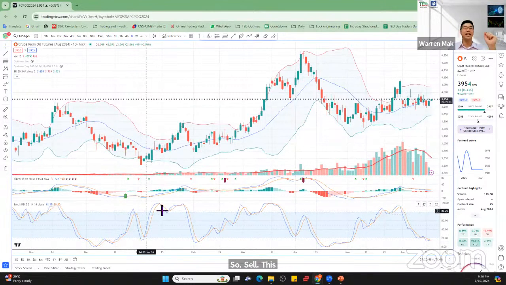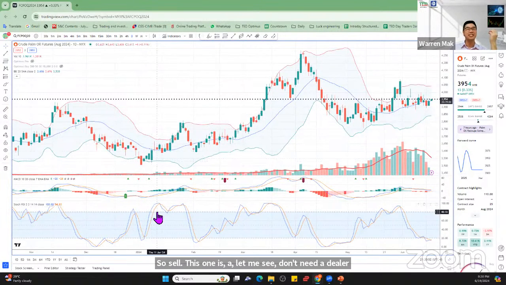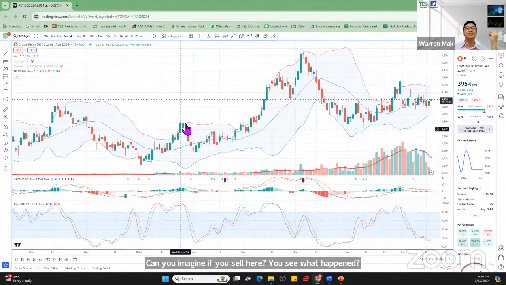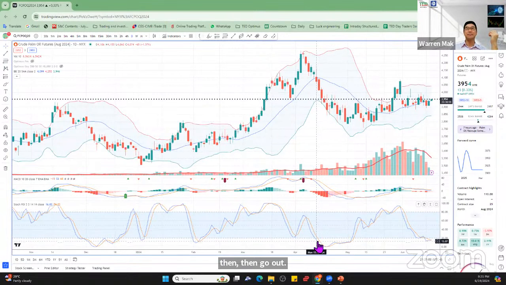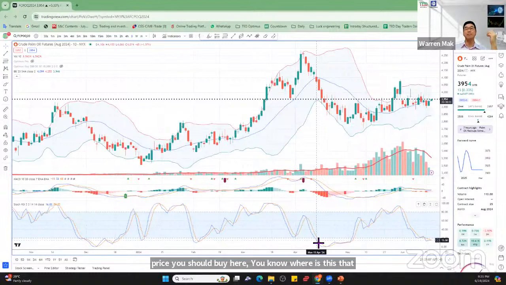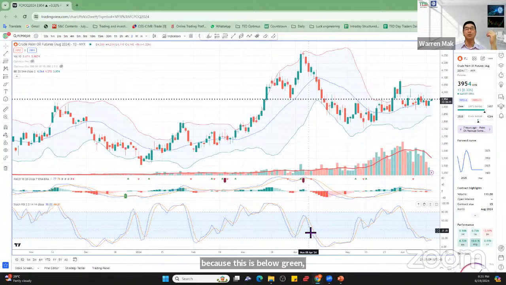This one is 20 and 80. We should sell. Can you imagine if you sell here? You see what happened? This is the price. You sell here and then it goes up. And similarly, when you say, oh, this is the price, you should buy here, correct or not? You know where this is? Because this is below 20, you should buy. This is oversold, this is overbought.